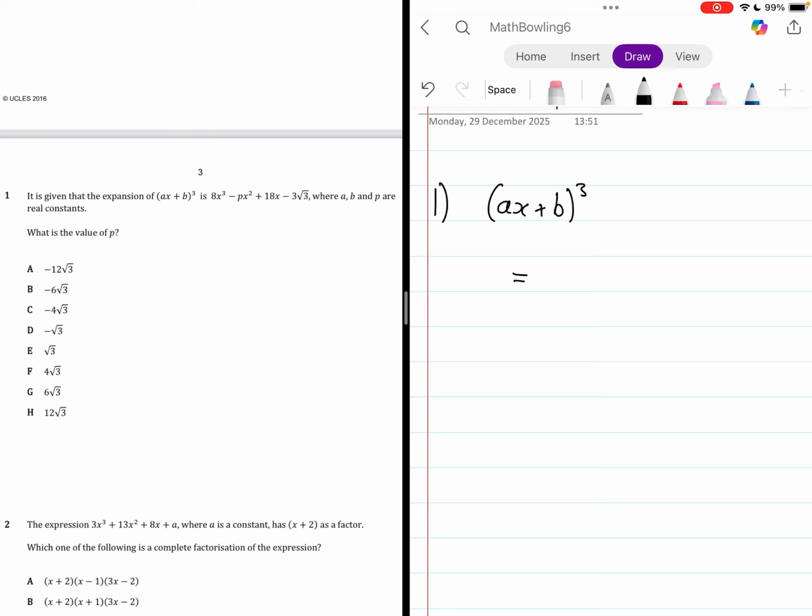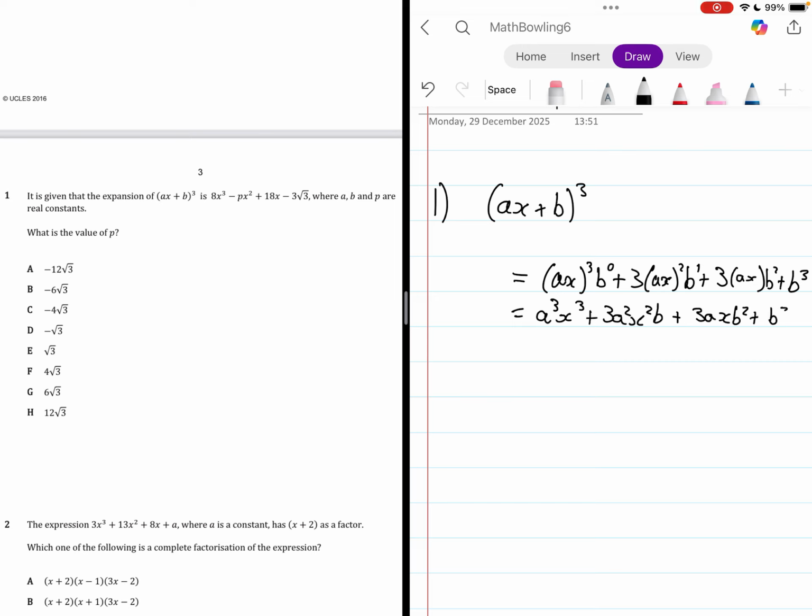We know this is going to be equal to (ax)^3 b^0 plus 3... I'll write in all the exponents, just for the sake of clarity. And this is going to be a^3 x^3 plus 3a^2 x^2 b plus 3a x b^2 plus b^3.